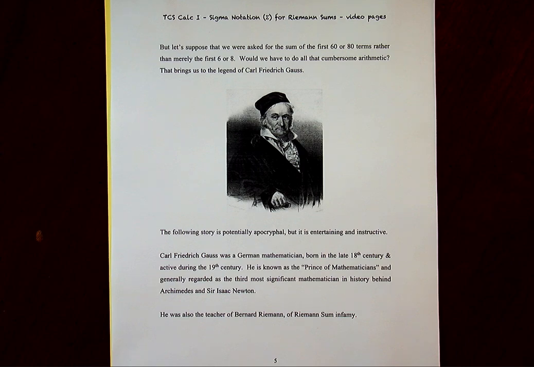Now, Carl Friedrich Gauss, if you're not familiar with who he was, was a German mathematician. He was born in the late 18th century, active during the 19th century, and we've already talked briefly about Riemann. Riemann was his student, so his younger contemporary. Gauss is known as the Prince of Mathematicians, and behind Archimedes and Sir Isaac Newton is oftentimes regarded as the third most significant mathematician, especially in Western history, okay? Like I said, he's also the teacher of Bernard Riemann.